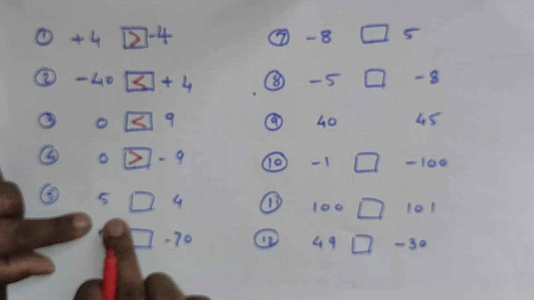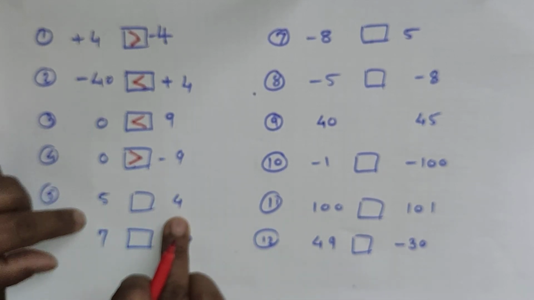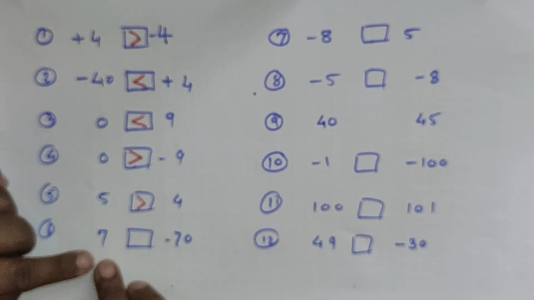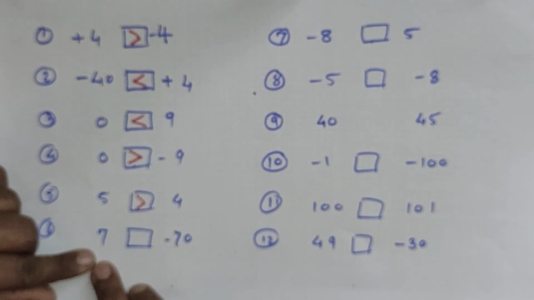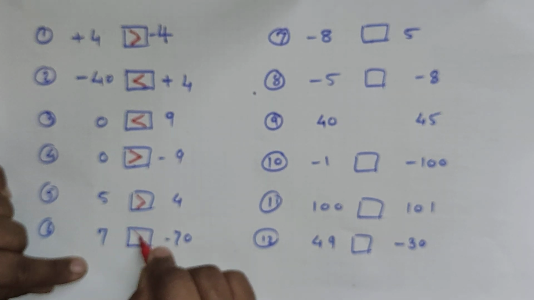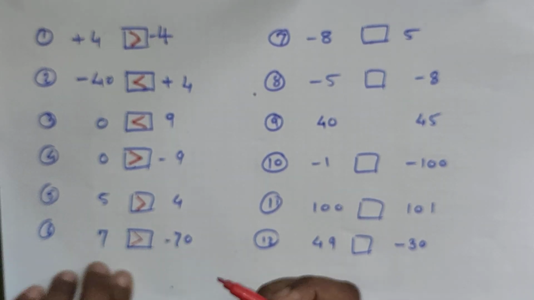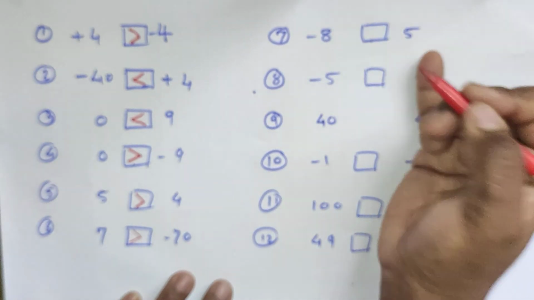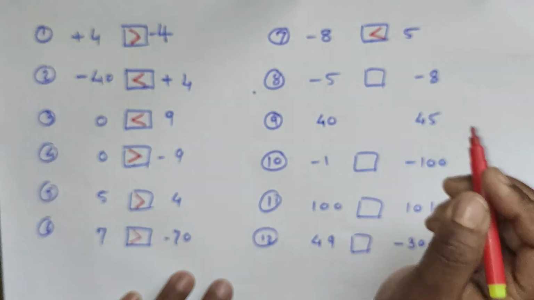So from this, both numbers are positive. If both numbers are positive, the greater number is greater. For this, 7 and minus 70, okay, if you see, one is positive and the other one is negative. So which is greater here? The positive number is always greater than the negative numbers. If you see this same condition, negative and positive, the positive number is greater.